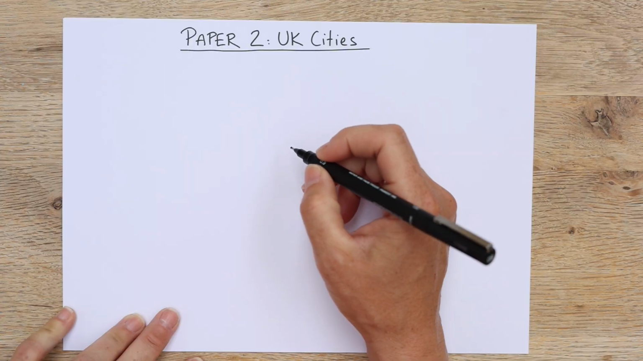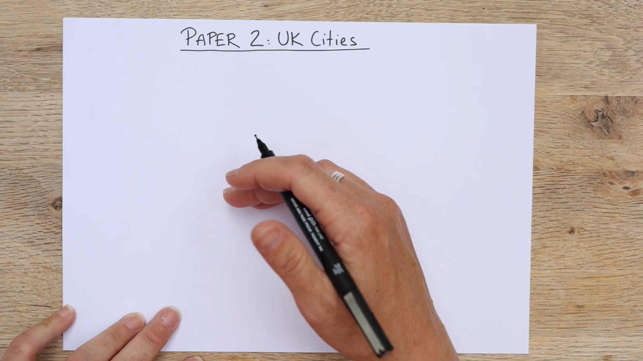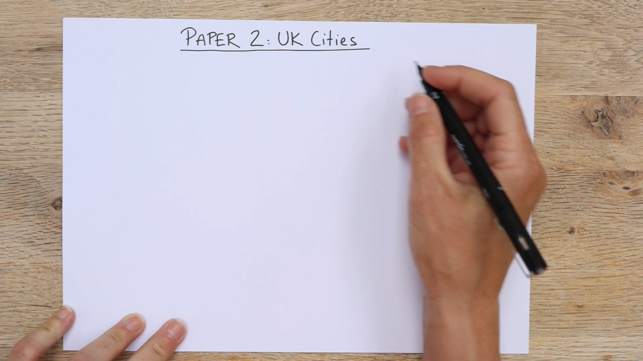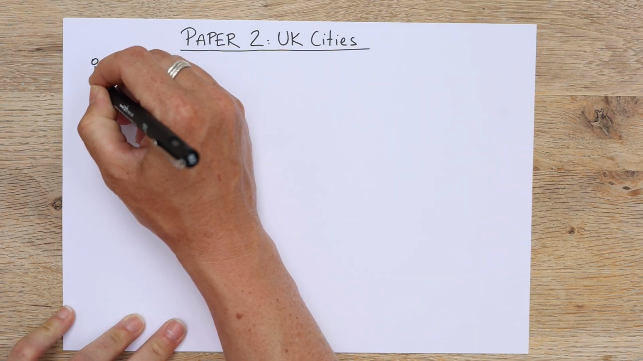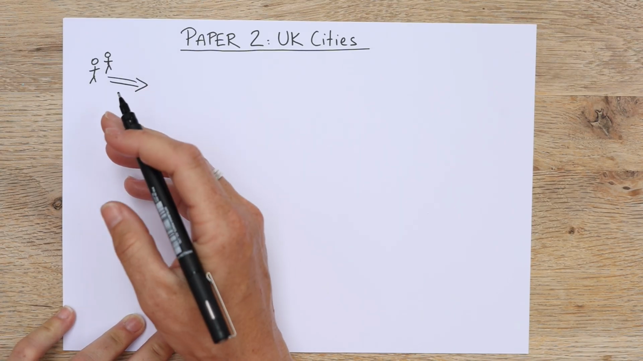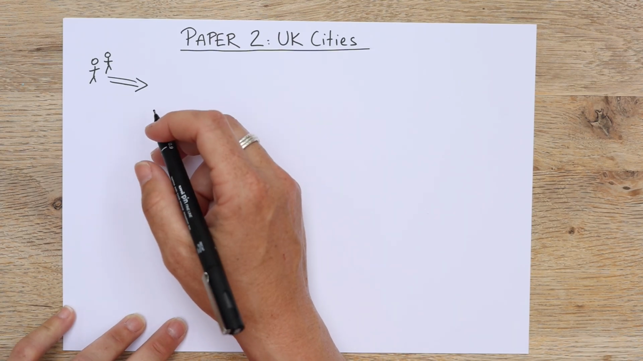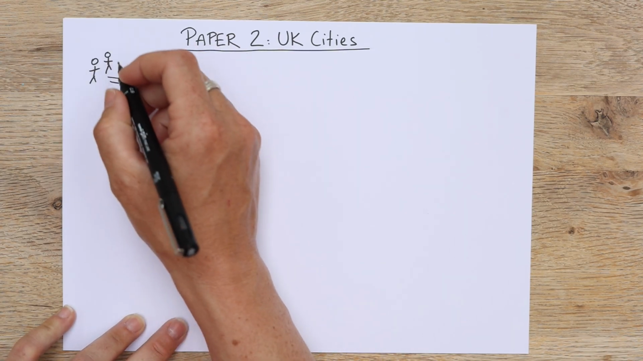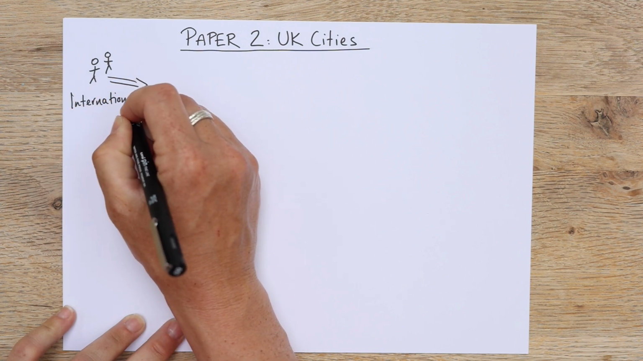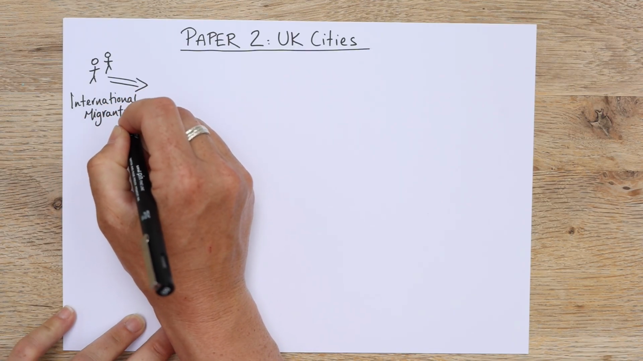Now, what you need to realise with cities is that people migrate to them. So you have international migration and you also have national migration. So let's draw some people. Now, this is called pull factors, when people are pulled into an area. If we start with the international, these are people who are coming from other countries, okay, international migrants.